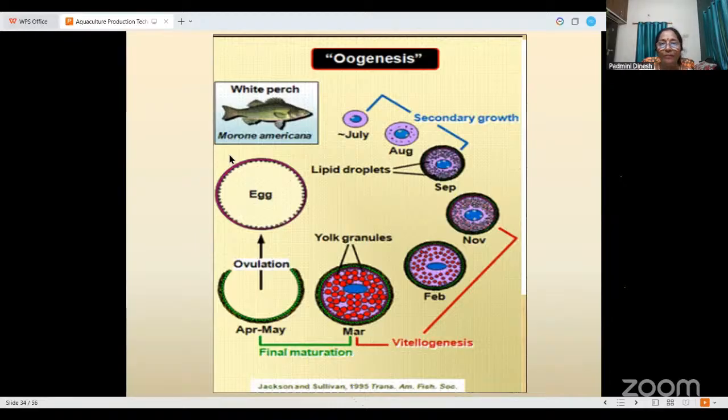For example, from July, August, secondary growth occurs with the lipid droplets. From November to February, the growth is increasing. That is vitellogenesis occurring from November to February. And then in March, your granules are there. And from April, May, ovulation occurs, releasing the eggs. And then you have the young ones. That is the cycle of oogenesis.